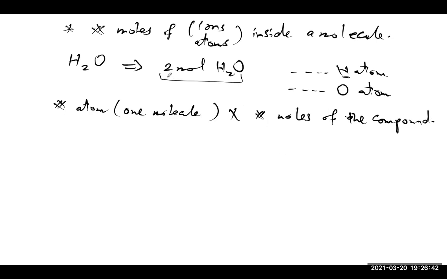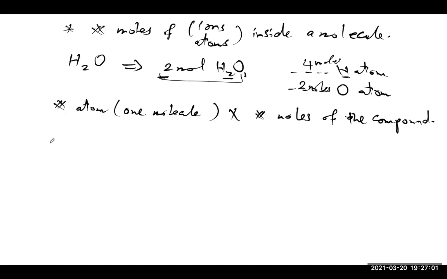Okay, so here I have 2 moles of this compound. For hydrogen, we have 2 atoms, so it will be 2 times 2, so it will be 4 moles of hydrogen atoms. For oxygen, we have 1 atom of oxygen, and we have 2 moles of the compound, so it will be 2 times 1, so it will be 2 moles of oxygen atoms.